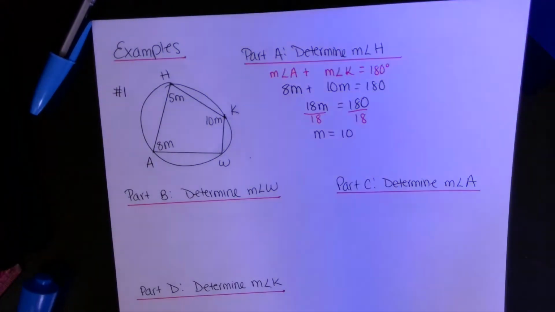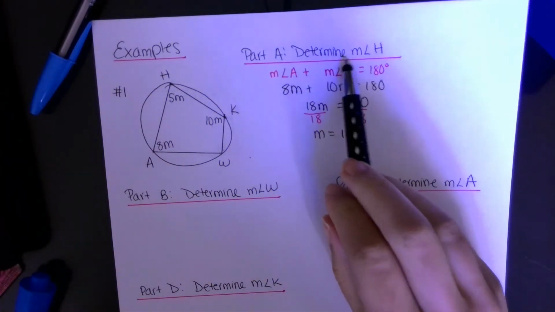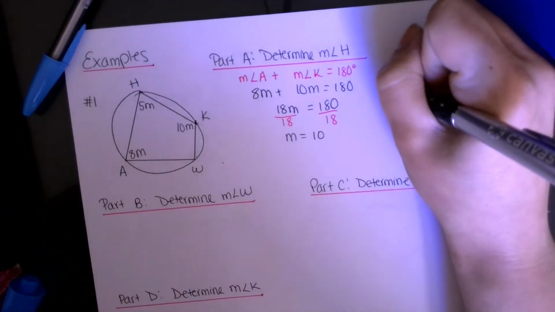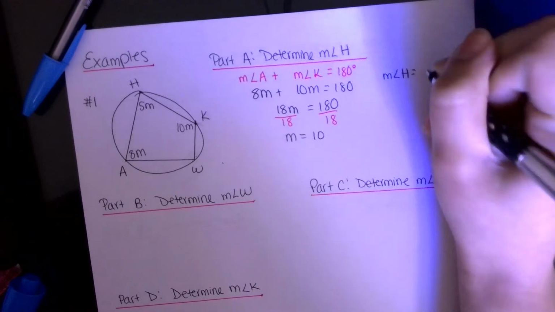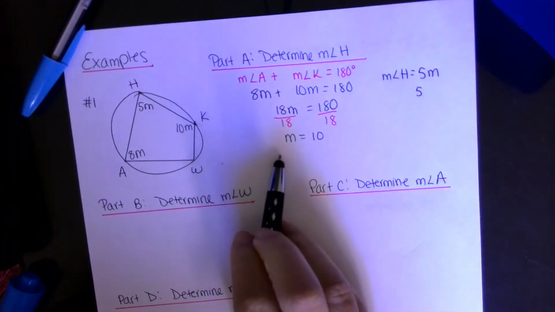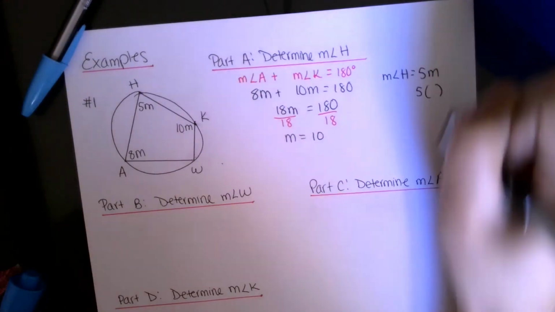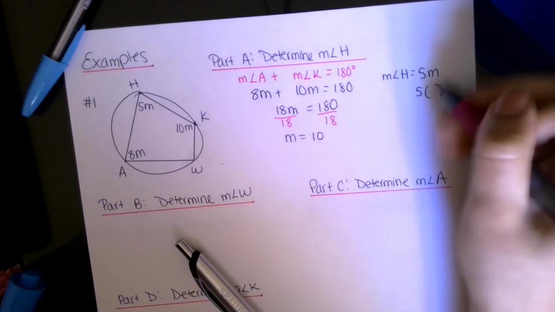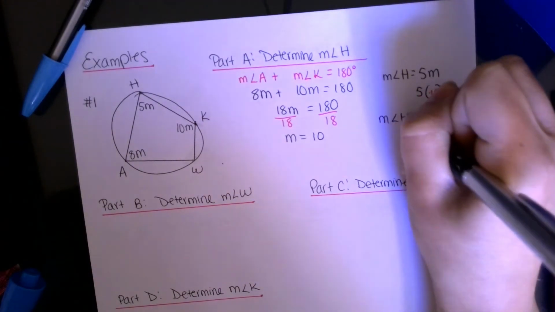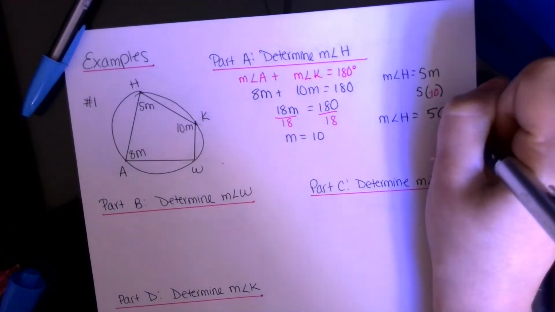But don't be like, okay, I'm done. No, go back. It says determine the measure of angle H. So the measure of angle H is equal to 5M, and now I know what M is equal to. I'm going to substitute it in. So now I'm going to have 5 times 10. So that means the measure of angle H will equal 50 degrees.